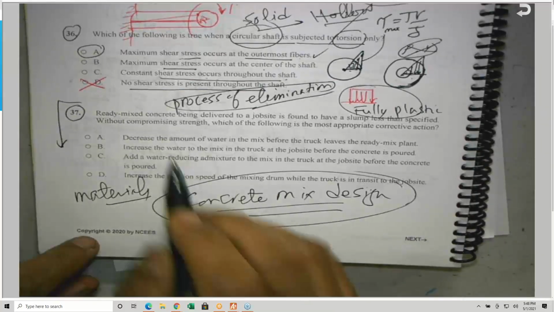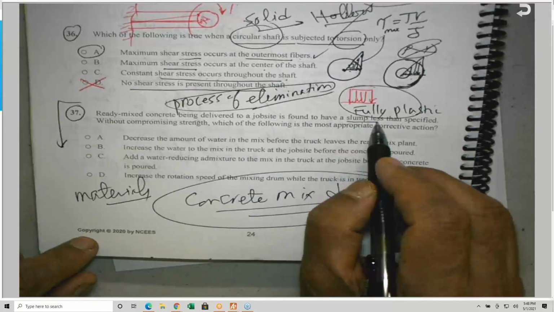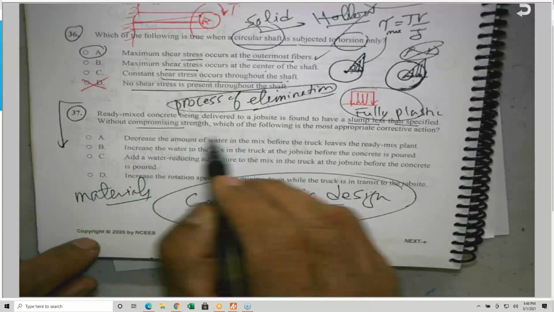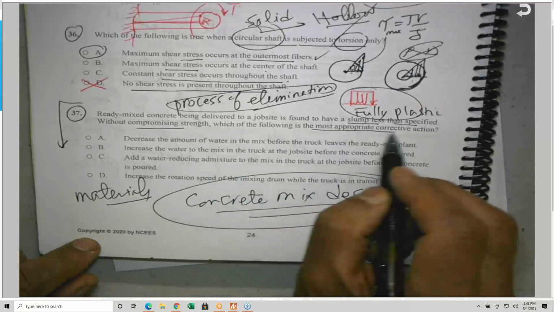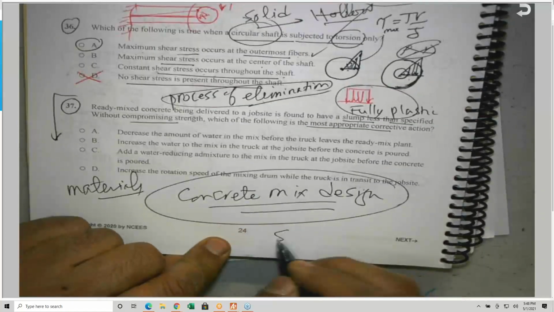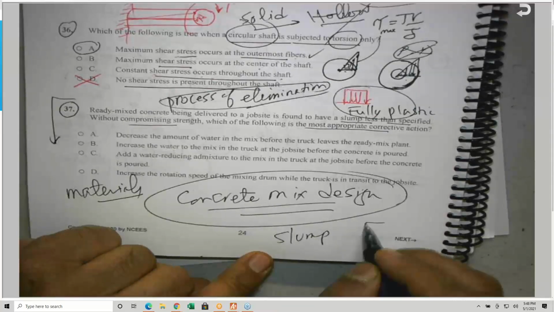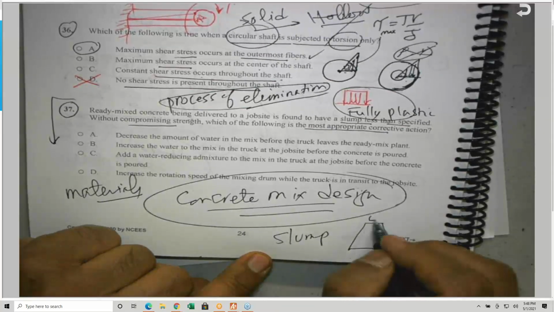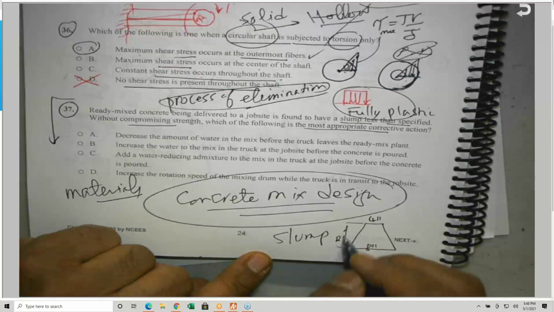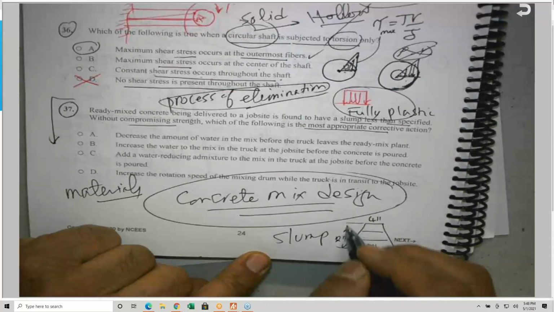Okay. So he's talking about ready mix concrete being delivered at the job site, and it's found that it has a slump less than the specified amount, without compromising the strength. Which of the following is the most appropriate corrective action? A slump. We do have something called the slump test for those who took the concrete lab. It is a cone like this. It is 4 inches in diameter at the top and 8 inches at the bottom and 12 inches in height. Okay, and we fill this cone in 3 equal volumes, and we tap each layer 25 times and we lift it up.